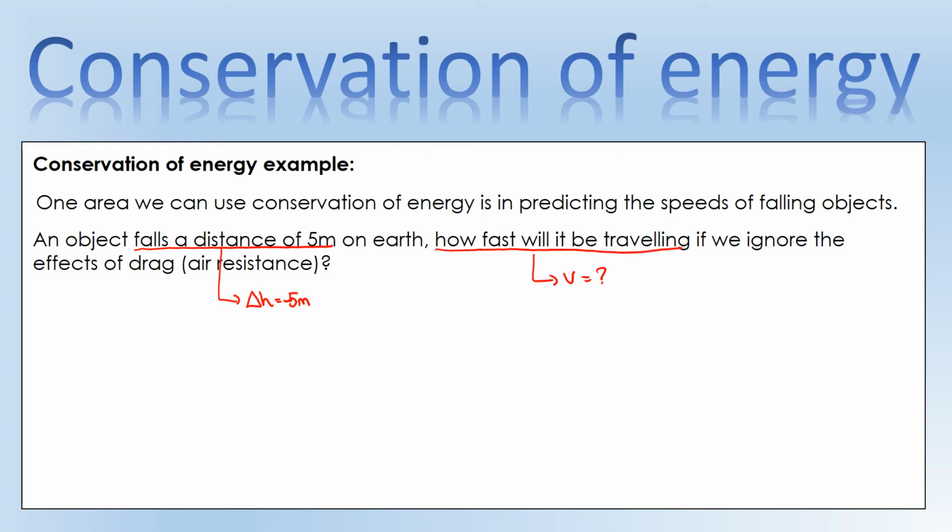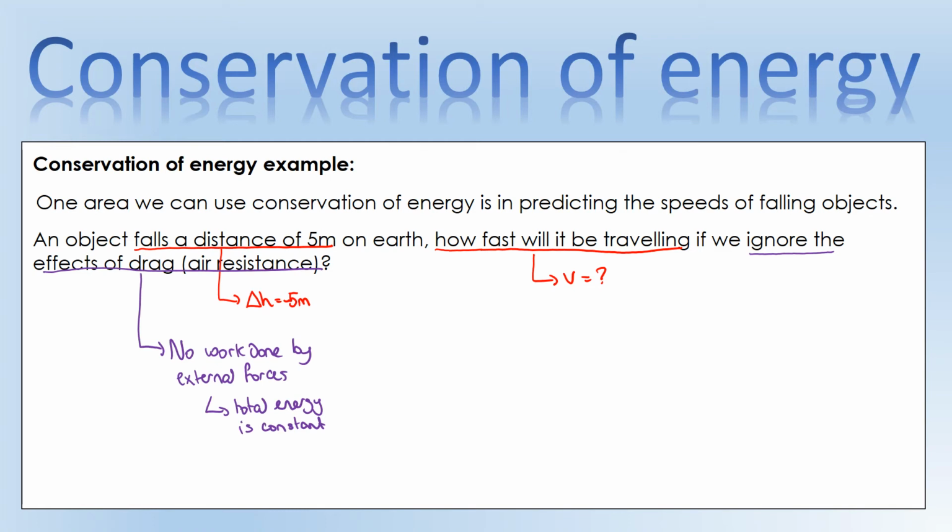It's asking how fast will it be traveling, so it wants to know what the final speed, or v, is. And it wants us to find that if we ignore the effects of drag or air resistance. The reason it's important that it says that is that's what tells us no work is done by external forces, which means the total energy is constant or stays the same. So that's the information we're given. Let's now look at how we actually predict the final speed.